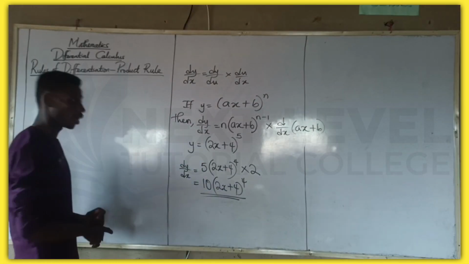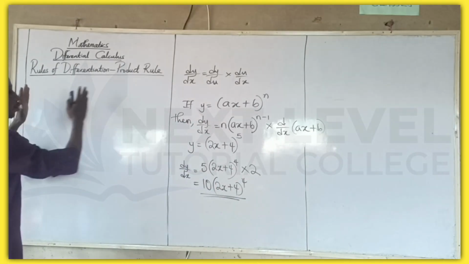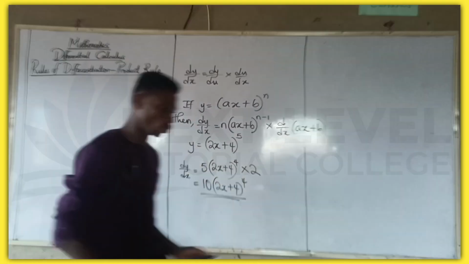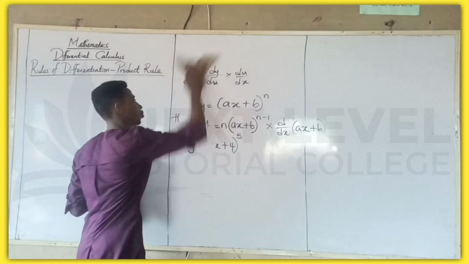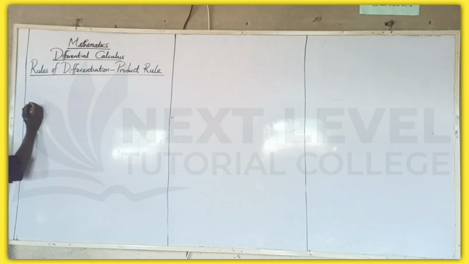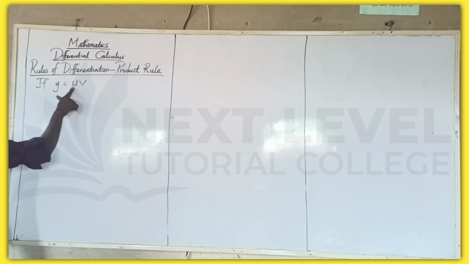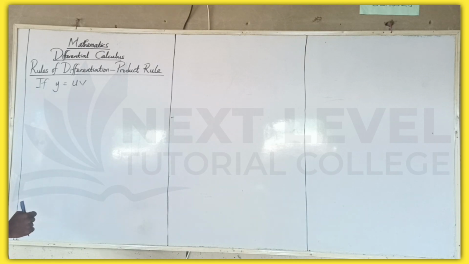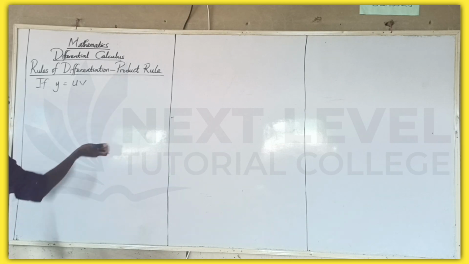I hope that is clear, because I'll be applying this in some cases where we need to apply it under the product rule. Now let's get into the product rule proper. So for the product rule, we can say if y equals uv, in this case u times v, we have an expression that we represent as u and another one as v. They are multiplying, as the name implies, product rule. Two functions multiply each other.